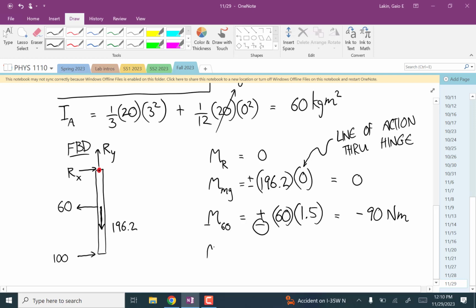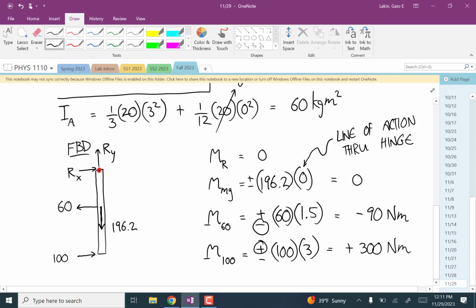And now the 100, that's plus or minus, the force is 100. What's the distance from this line of action to the hinge? 3. Yep. And would that make it rotate clockwise or counterclockwise? Counter. Is it because of the way the arrows are facing? Yes. You just have to visualize, if you push in that direction, which way would the thing rotate? So this is positive 300 Newton meters.